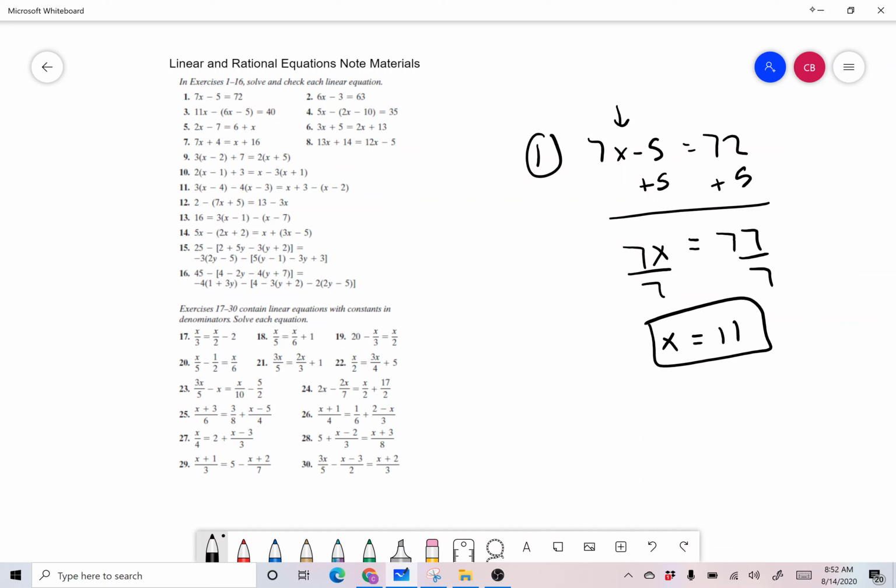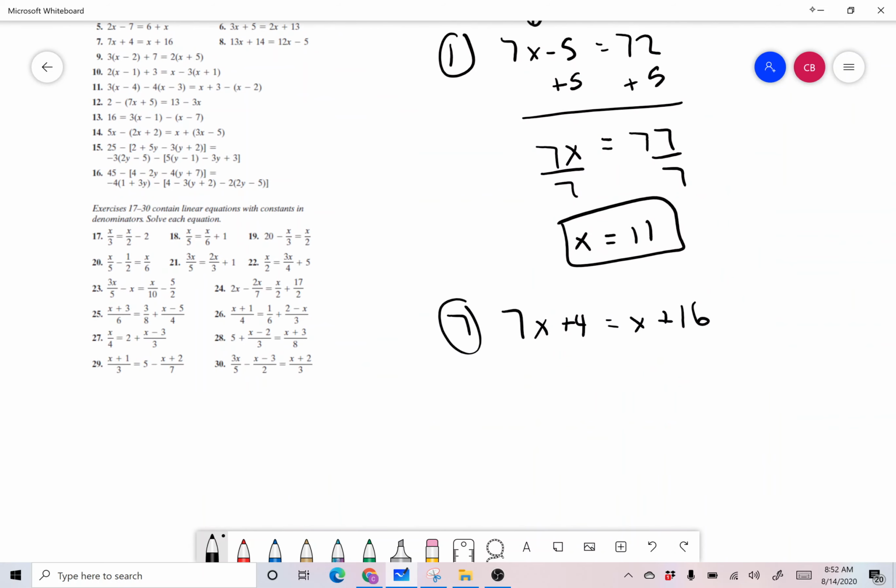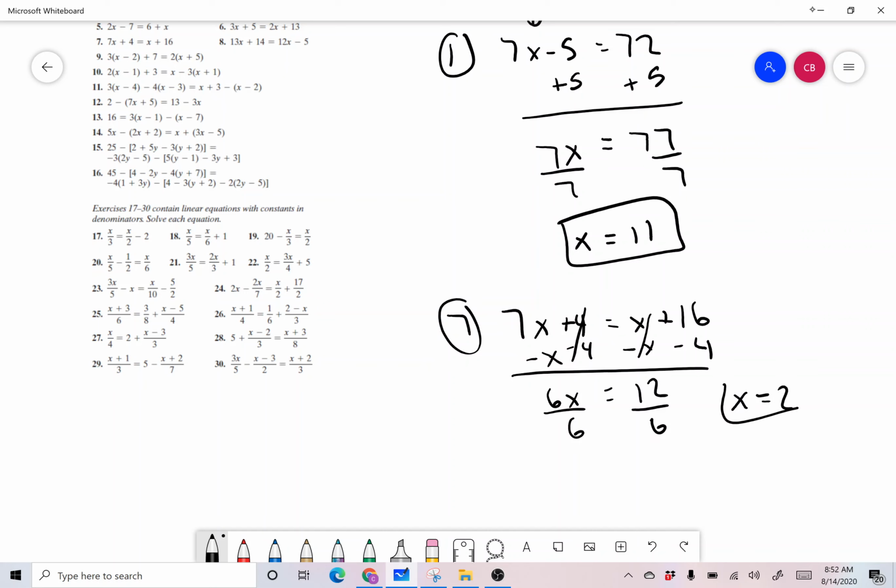Let's do another one. 7x plus 4 equals x plus 16. If we do this one, we need to get x's on one side, numbers on the other. So minus 4, minus x. 7x minus 1x is 6x. This is 0 is equal to 0 plus 16 minus 4, 12. So divide by 6. X is equal to 2. 2 will solve that.